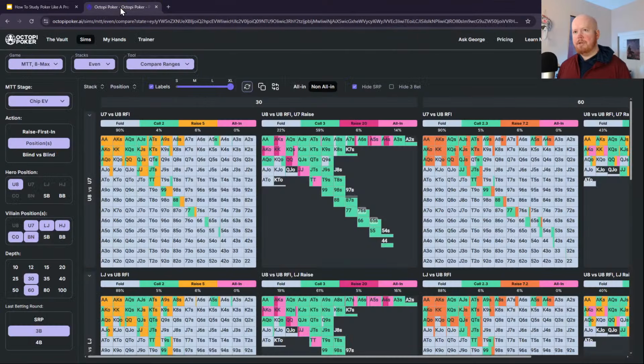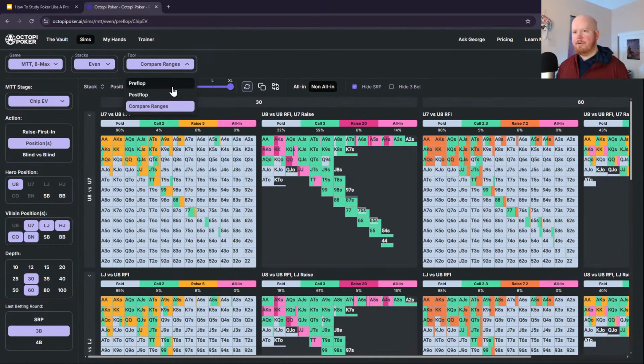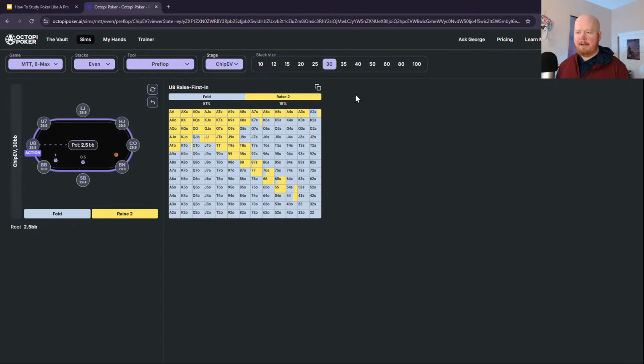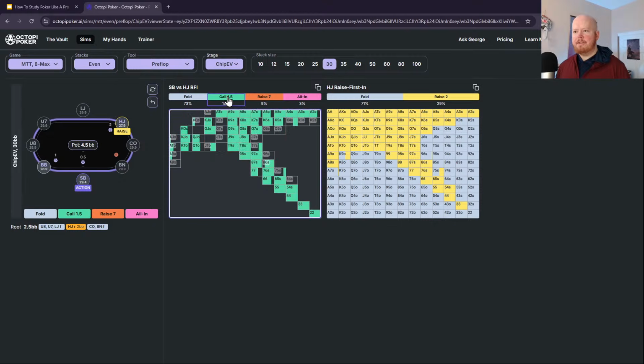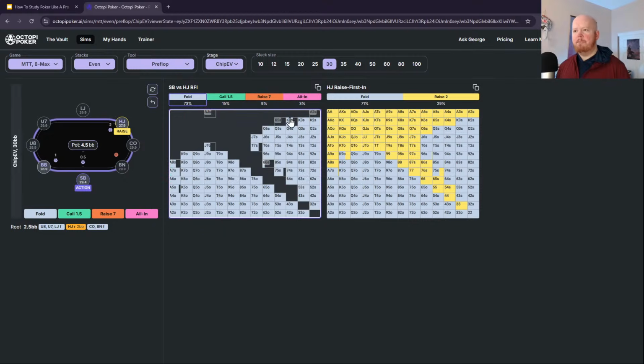So, for example, if we go back to this comparison tool, instead of using the comparison tool, let's just use the basic pre-flop viewer here. If we want to try to think about 30 big blinds, let's say we get hijack open here, and then let's say look at the small blind, right? Because small blind here has some shoves, they have some non-all-in 3-bets, they have some calls, and they have some folds. So pretty complex strategy.